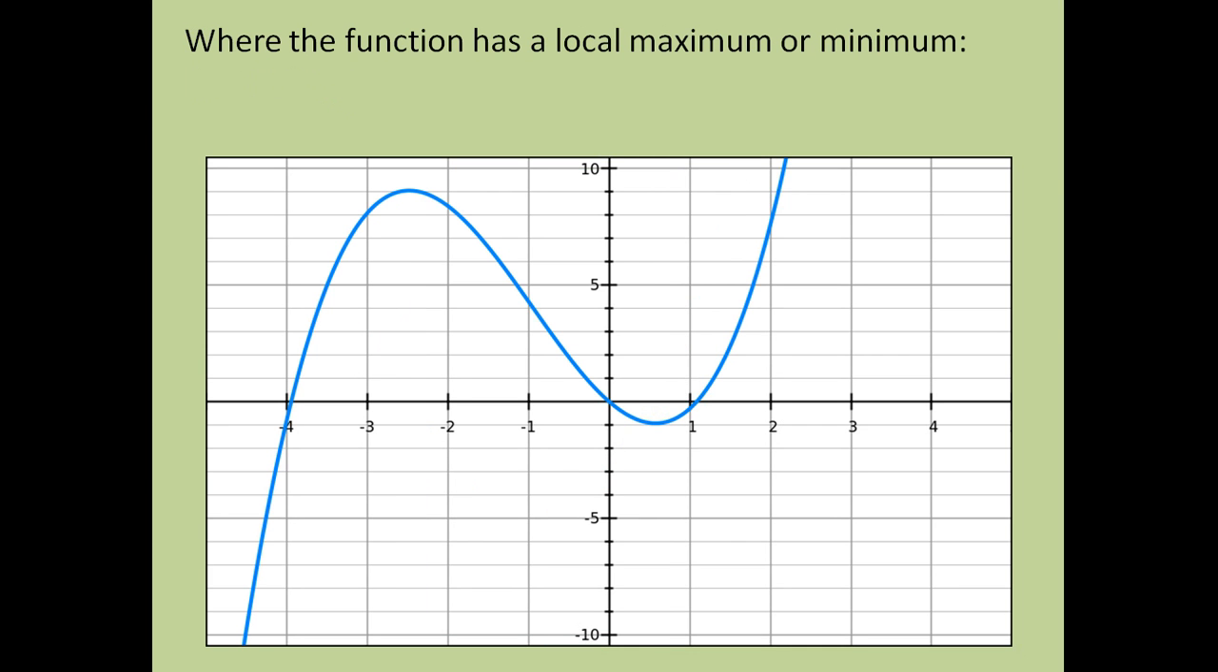Now we're going to look at when the function has a local maximum or minimum. You'll see a maximum at about -2.5. That means that the slope of the function is changing from positive to negative at that point. And we have a local minimum at about 0.5, which is where the slope of the function is changing from negative to positive.